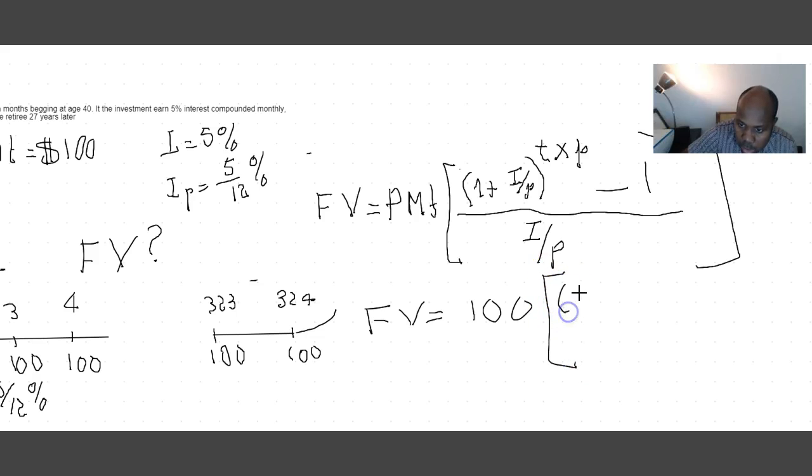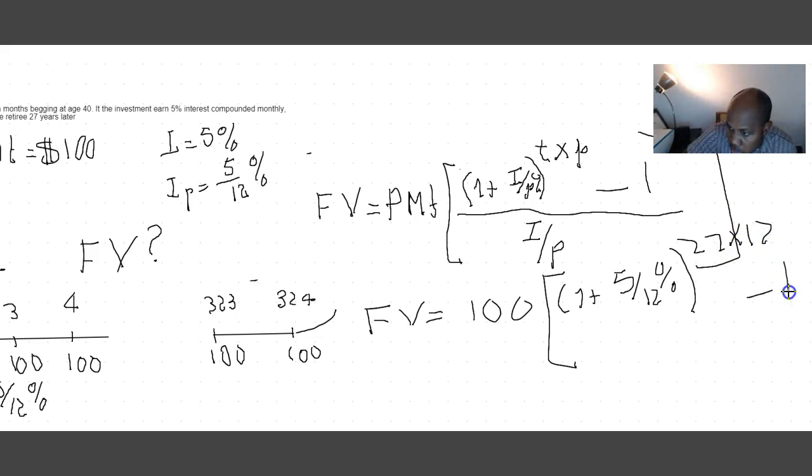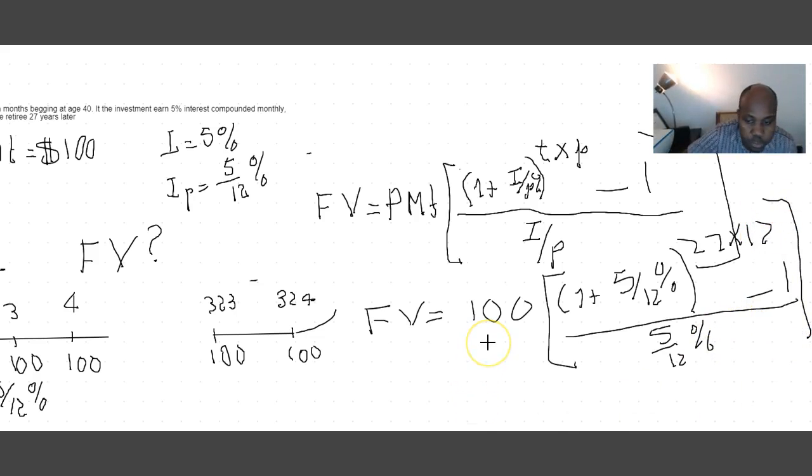and then 5 over 12. By the way, this is percent. Okay, 5 over 12 percent to the power of 27 times 12, right? Minus 1 over 5 over 12 percent. There it is. So you're just going to compute this to find the future value.